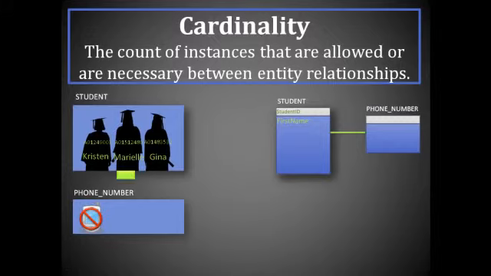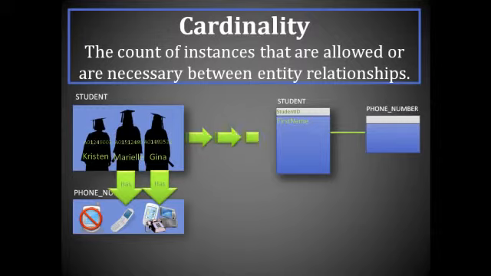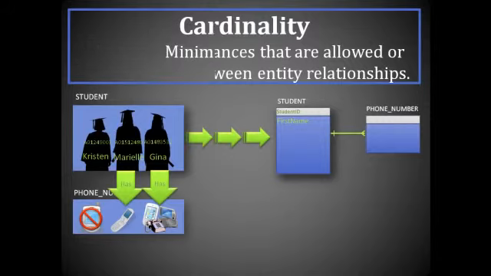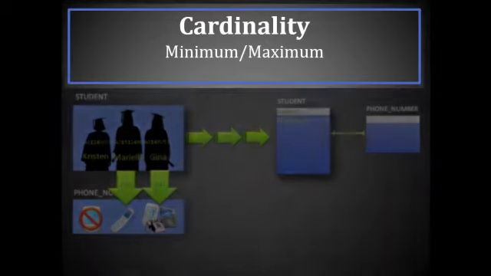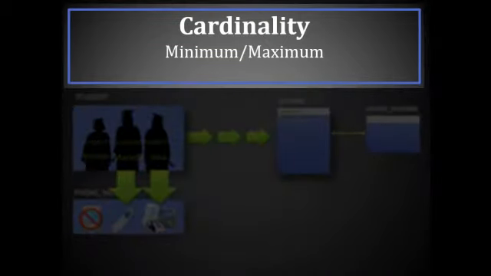A student can have 0, 1, or multiple phone numbers, right? But each phone number must belong to a student. Yeah, I can see why you wouldn't want to have a phone number in the database unless it belongs to a student. Exactly. Now, cardinality is broken down into two parts, minimum and maximum. Minimum cardinality represents the minimum number of instances that are required in the relationship, and maximum cardinality represents the maximum number of instances that are allowed.